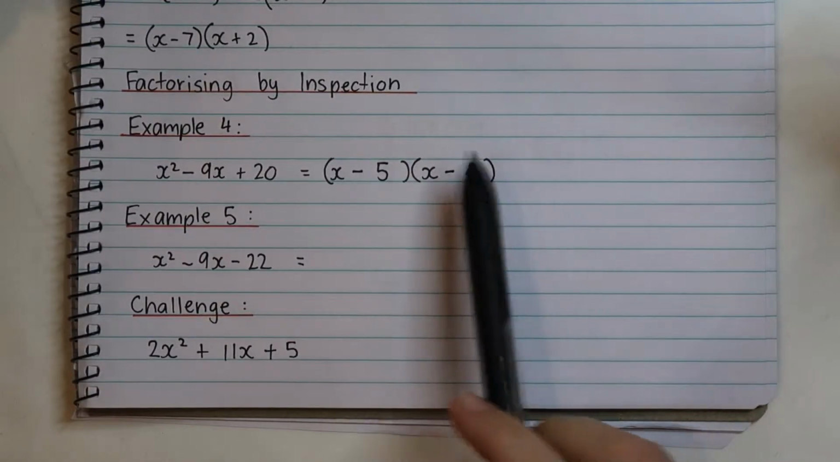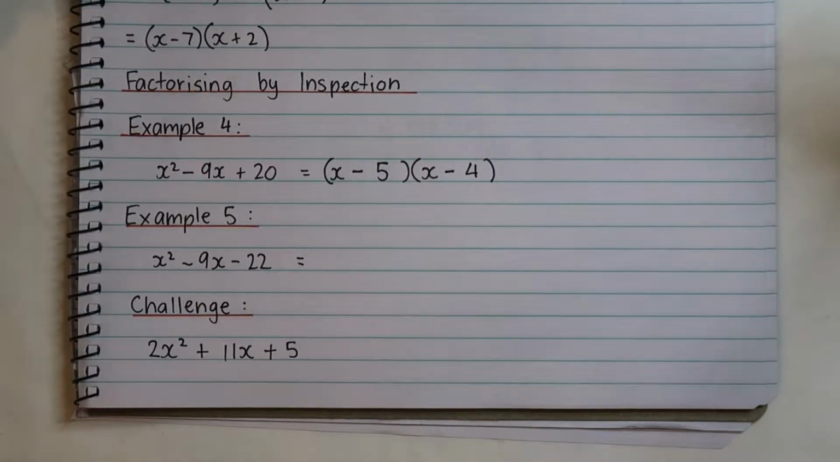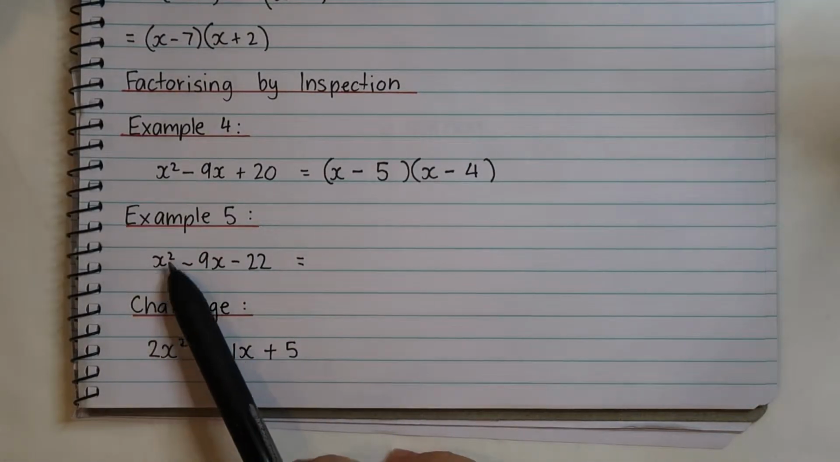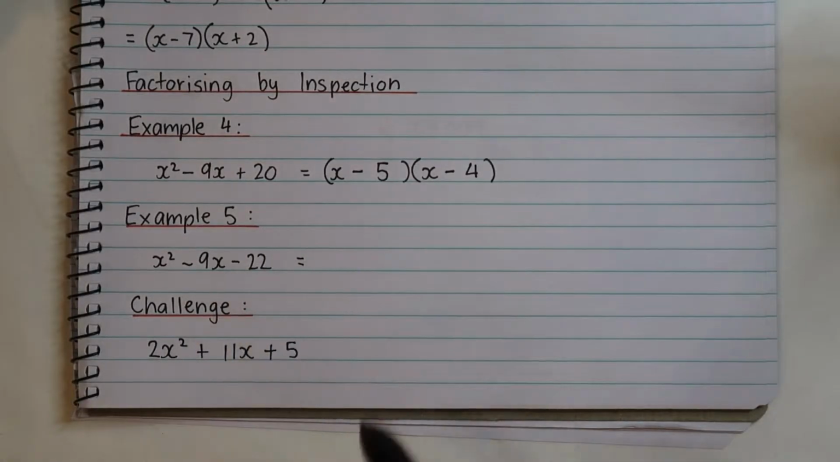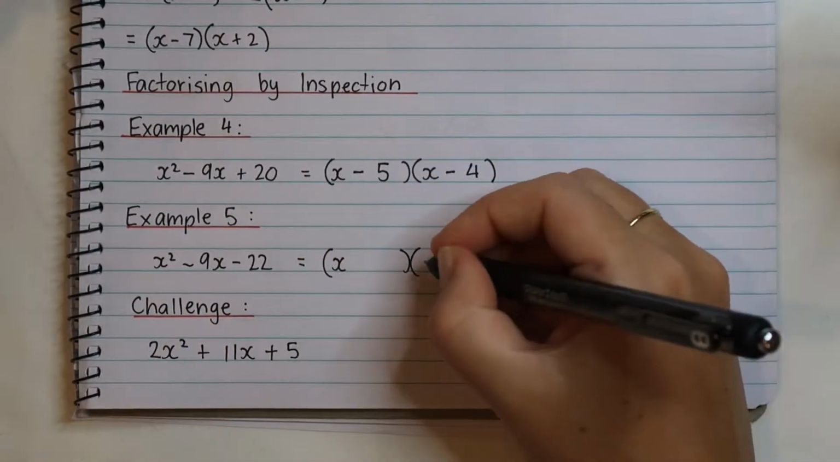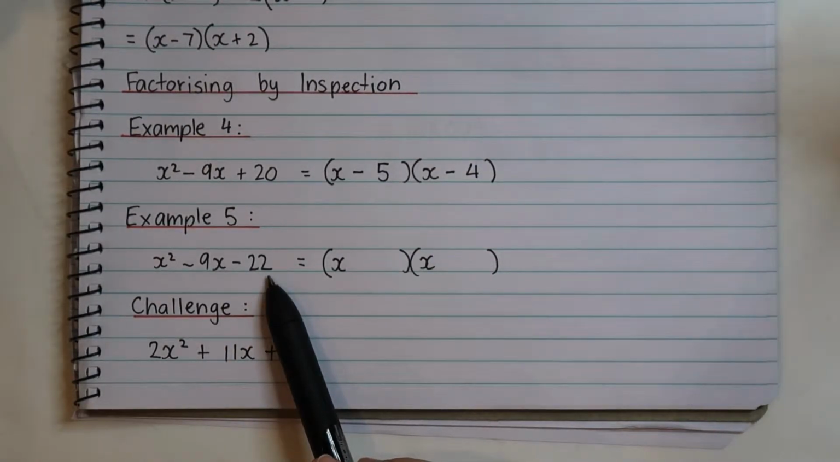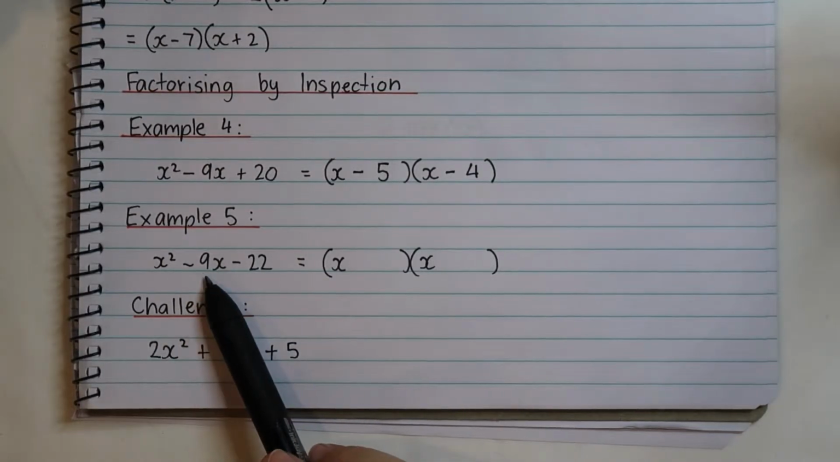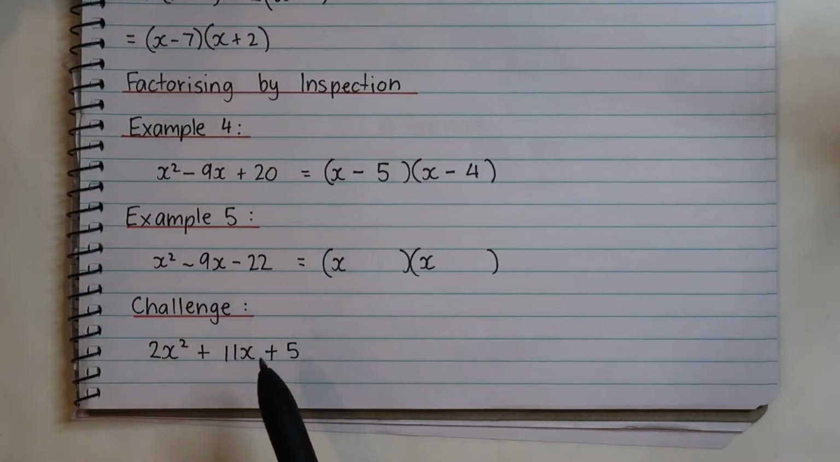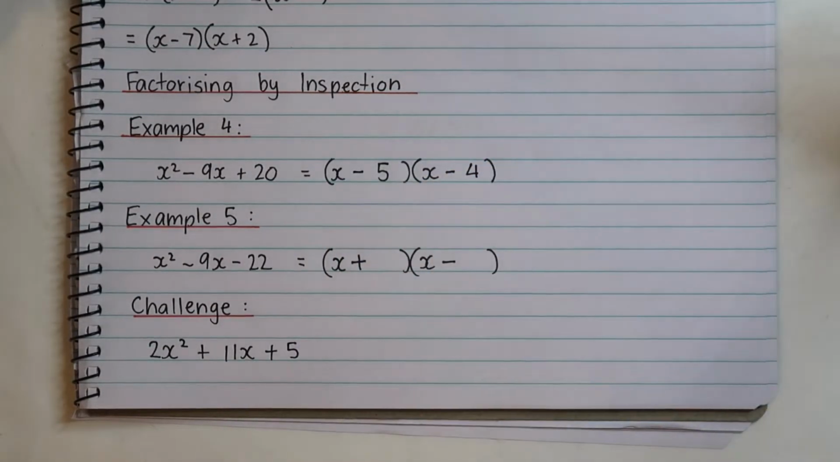So the answer. Make sure you can always check your answer by multiplying out the brackets again. So you should never be really getting it wrong. So let's have a look at one more example. So this example 5, we have x squared minus 9x minus 22. So again, we can go ahead and just set our brackets up straight away. And there's an x squared, so we know we need to put our x's in there straight up. So now we have negative 22. So we need to think of two numbers that multiply together to get negative 22, but add together to get negative 9.